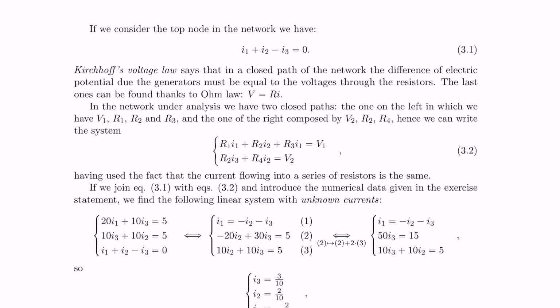Now we have to consider Kirchhoff voltage law, which says that in a closed path of the network, the difference of electric potential due to the generators must be equal to the voltages through the resistors. The voltage through a resistor can be expressed by Ohm's law, which says that this quantity is the product of the resistance R times the intensity I of the current that flows through the resistor.